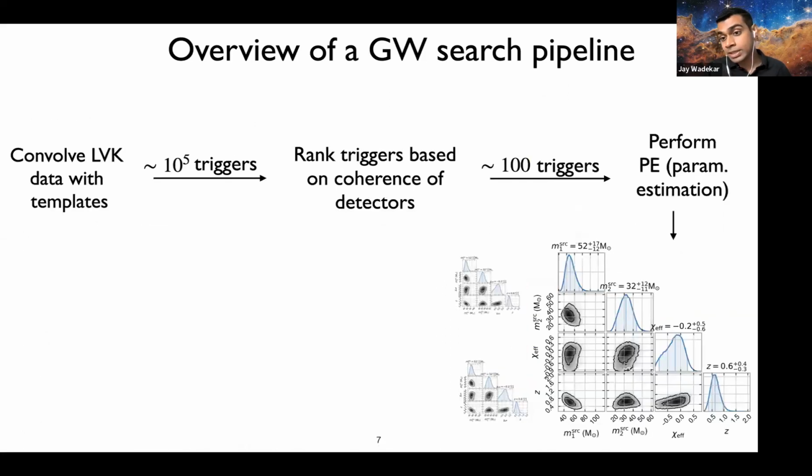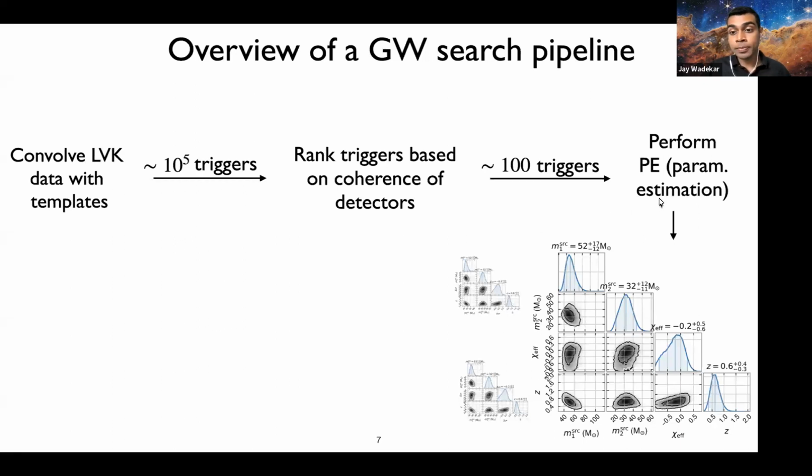So the final step is you make a list with the 100 triggers, and then for each of these triggers, you do a full Monte Carlo run where you try to estimate all the parameters of the binary, for example their masses, or the spins, the redshift of the binary. So this is a very expensive step. So that's why we have to boil the data down into these nearly 100 triggers to get to this final step.